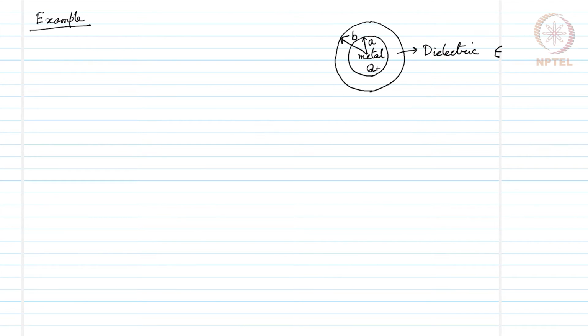If we consider this kind of a situation, then what would be the potential at the center of this metal sphere, that is both spheres? So, we are supposed to find the electric potential at the center of the sphere.